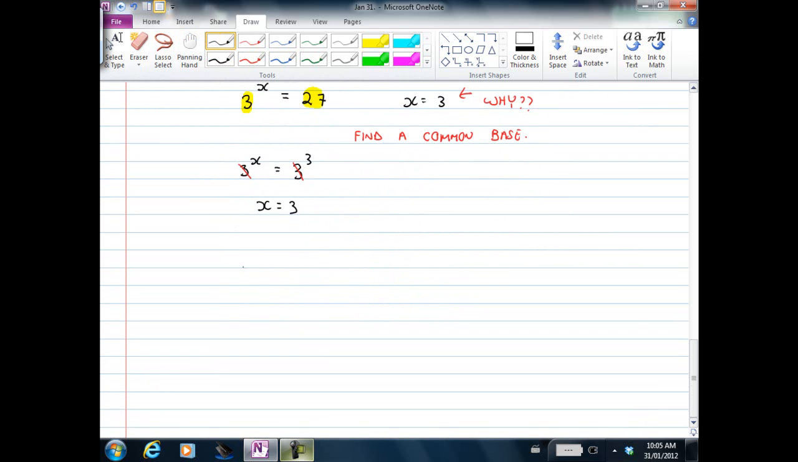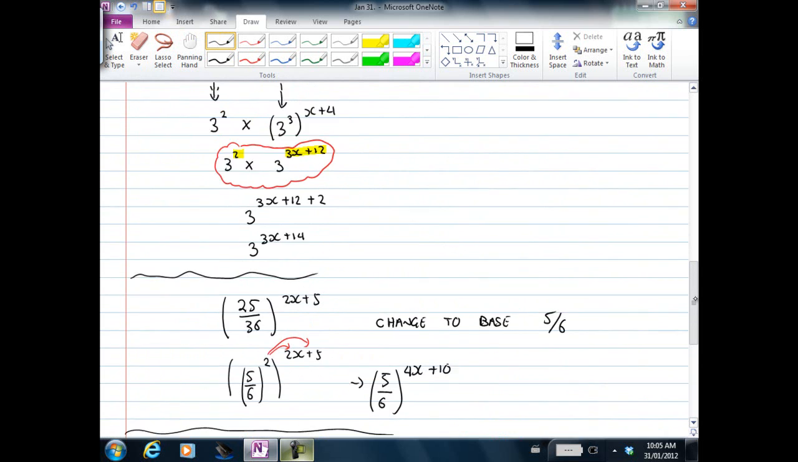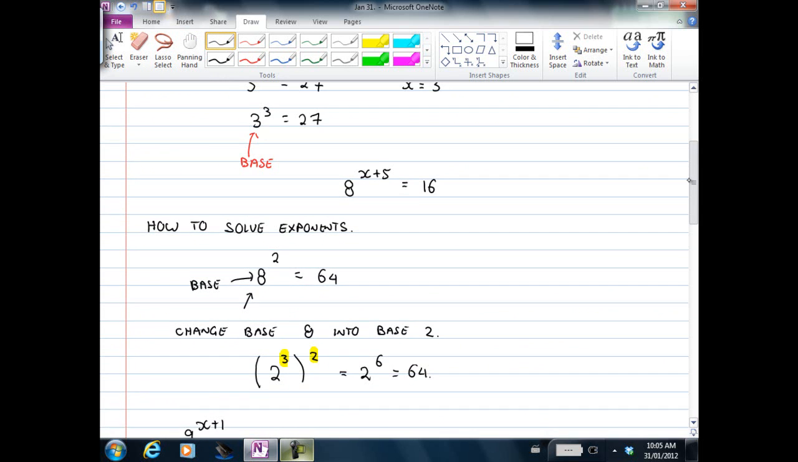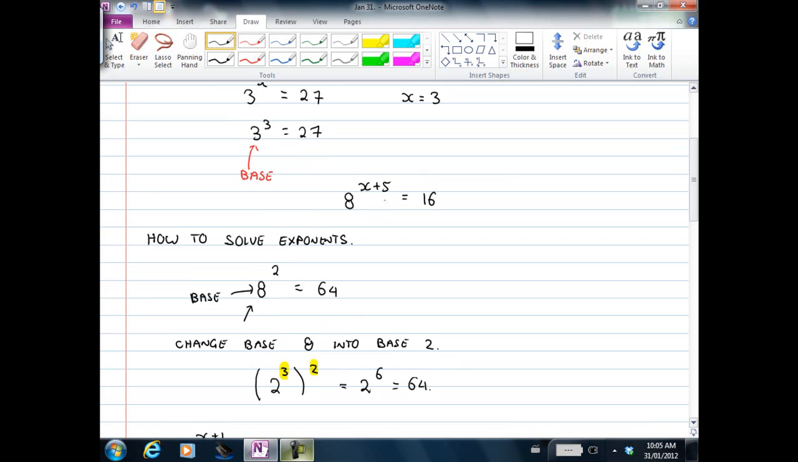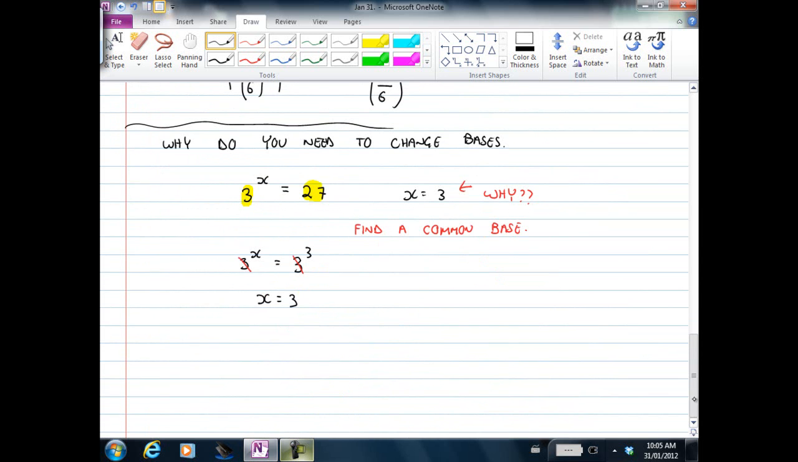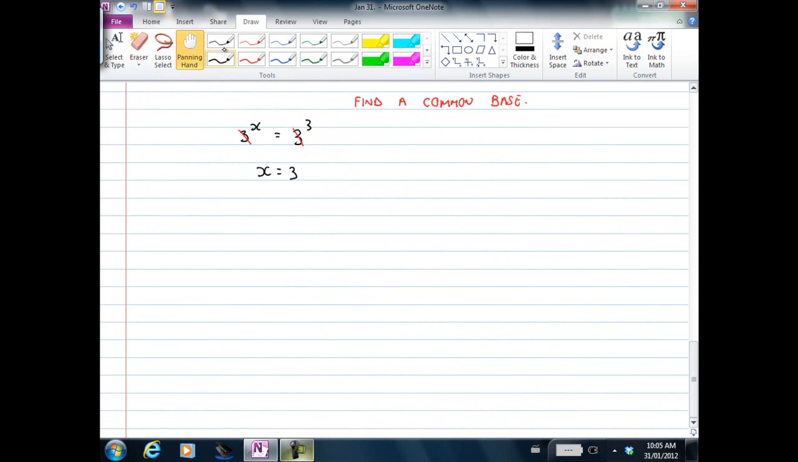Here's the reason why. I'm going to go back to that nasty question I gave you before, the one that a lot of you had no clue how to solve. 8^(x+5) equals 16. So let's copy this down. 8^(x+5) equals 16. If you try to solve this on a calculator and just look at it, it's almost impossible to do. But if we use logic and try to work with the bases, it makes your life easier.